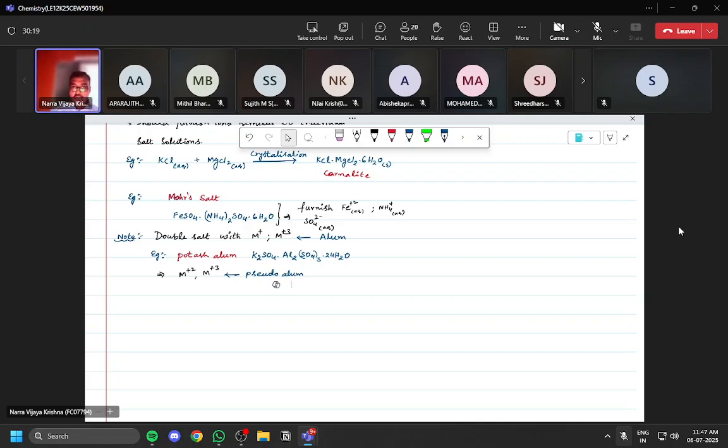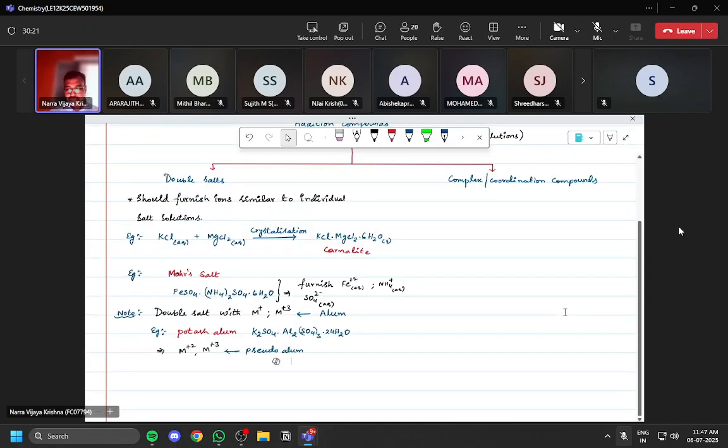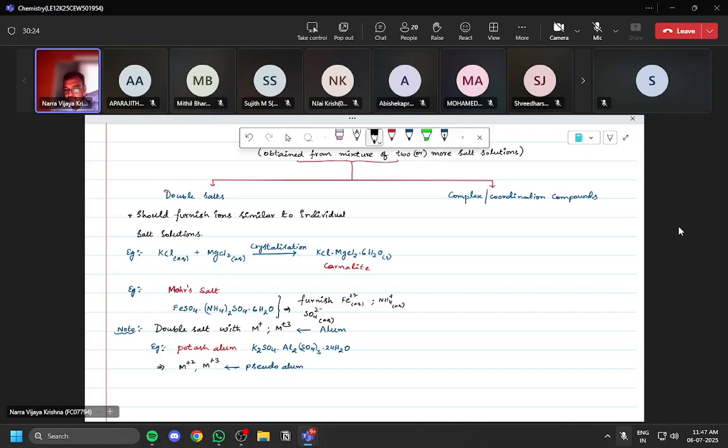Now coming to coordination compounds or complex compounds. What should they do? They should not furnish ions similar to individual salt solutions. We call them complex compounds or coordination compounds.